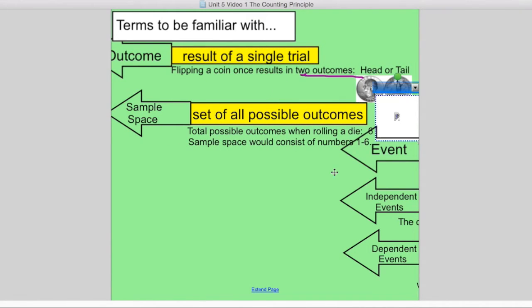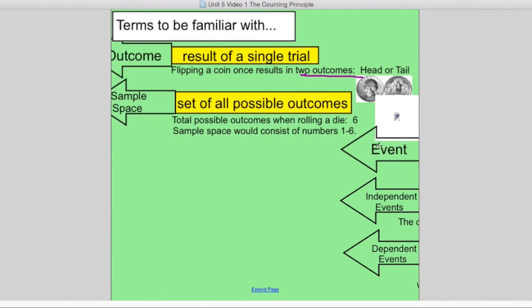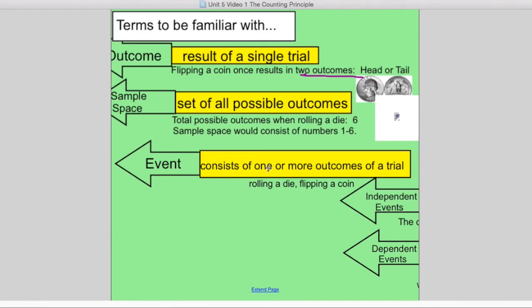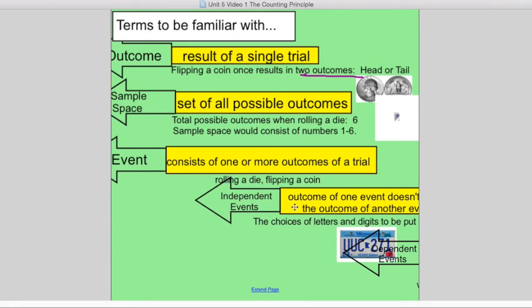The next thing is an event. It consists of one or more outcomes of a trial. An event is if I roll a die and flip a coin, so one or more outcomes. Rolling a die, you could get numbers, and flipping a coin, you'd get heads or tails.